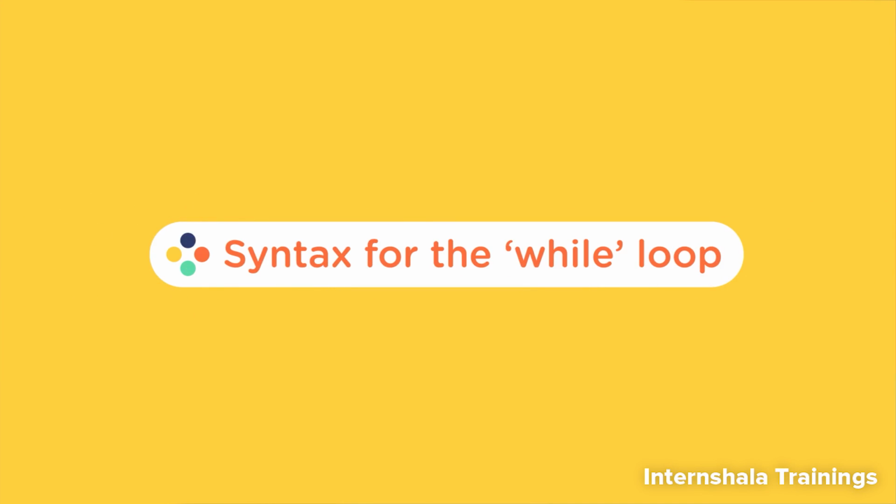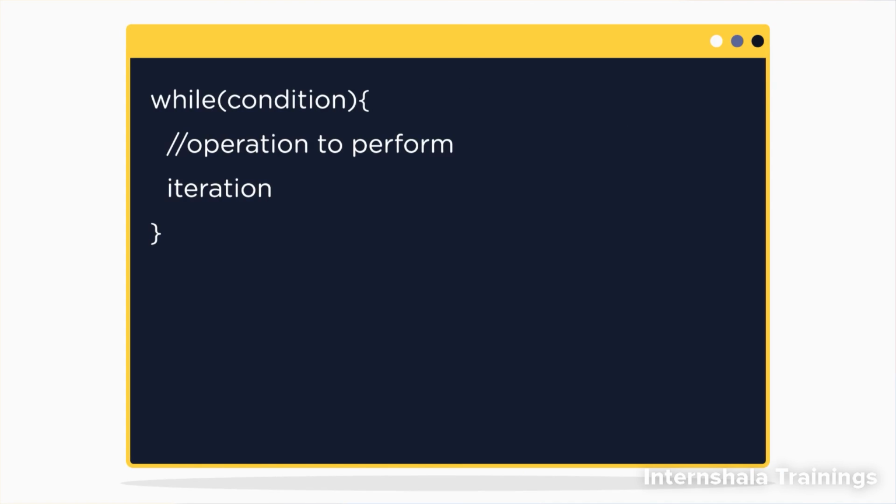Now let's look at the syntax for the while loop. So this is the syntax. We write the while keyword, and inside these brackets we write the condition for which we want to check the iterator. Till the time the condition is true, the loop will enter this body and perform the operations written here.